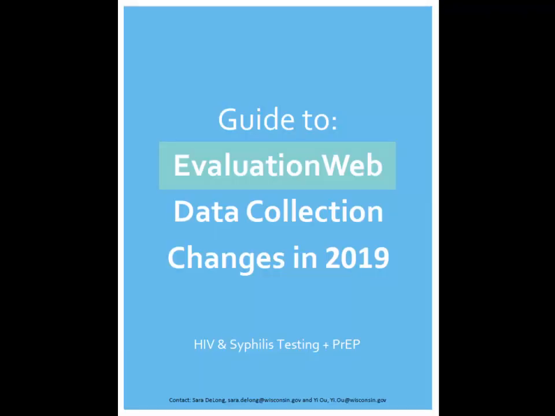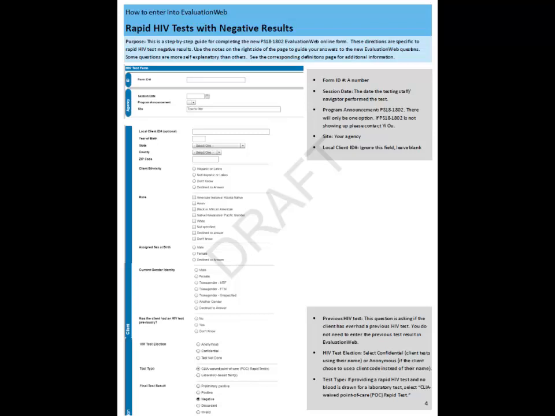In the resources list linked in this webinar, you will find a link to download the Guide to EvaluationWeb Data Collection Changes in 2019. This guide will walk you through when you should be entering a test into EvaluationWeb, how to complete data entry in EvaluationWeb, and definitions of required data collection variables. This is an example of a page in the guide. It lays out how to answer each question online in EvaluationWeb.